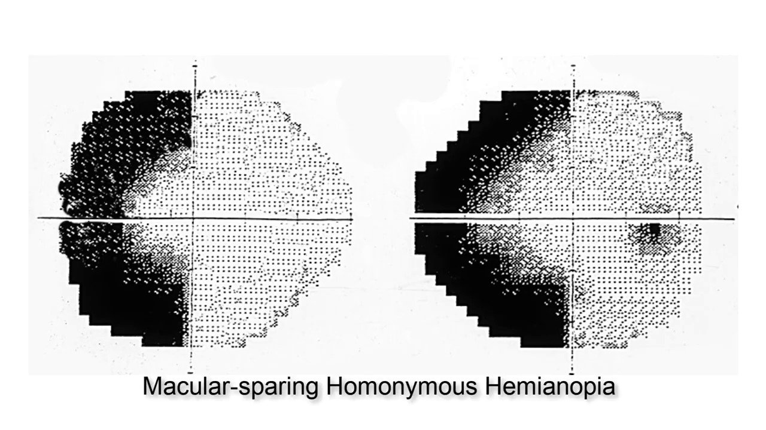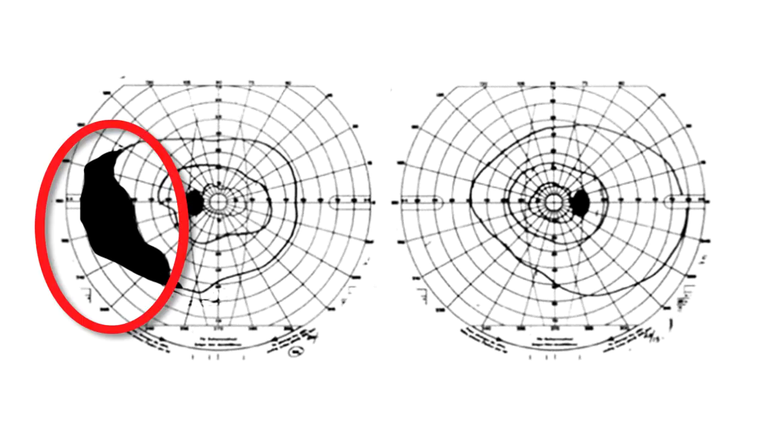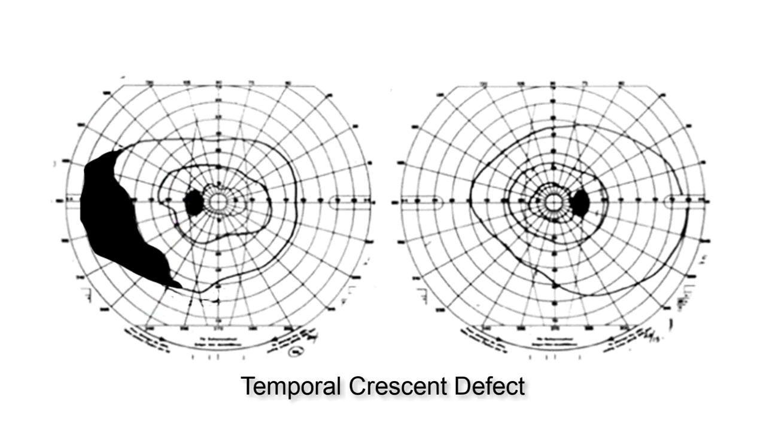Number 7. This is macular sparing homonymous hemianopia. It is defined as hemianopic defects that spare the central 5 to 10 degrees of the visual field. This pattern localizes the lesion to the anterior visual cortex, and the most common cause of these defects is again stroke.